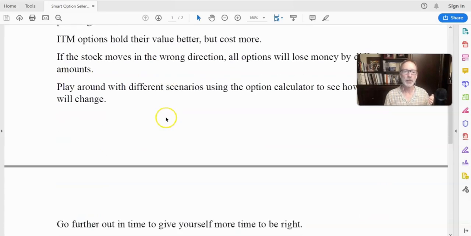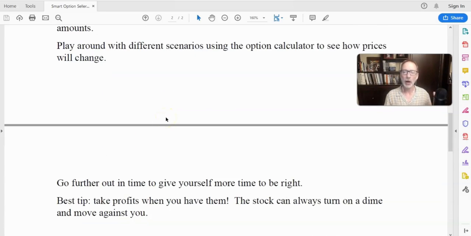The other pro tips here: go further out in time to give yourself more time to be right. If you think you know where the stock's going in 30 days, think again. Give yourself maybe 60 days or 90 days. All the options will cost more. The more time you give, the more money they cost, but you're giving yourself more time to be right.